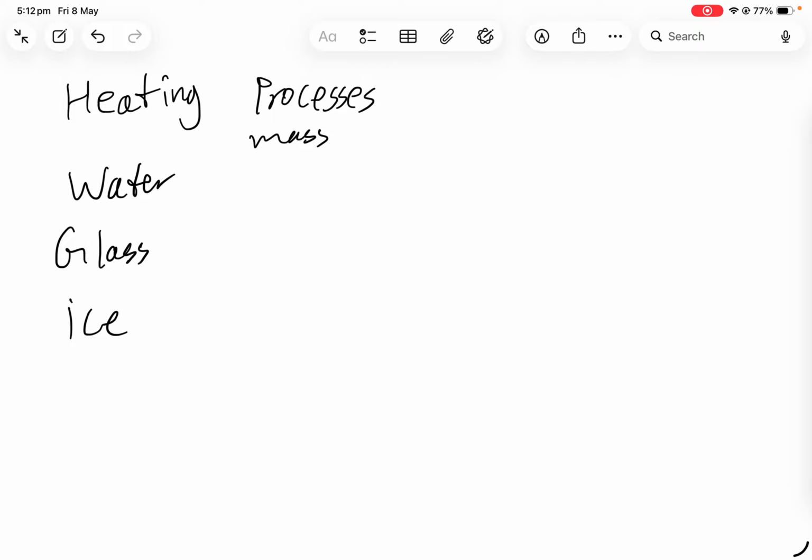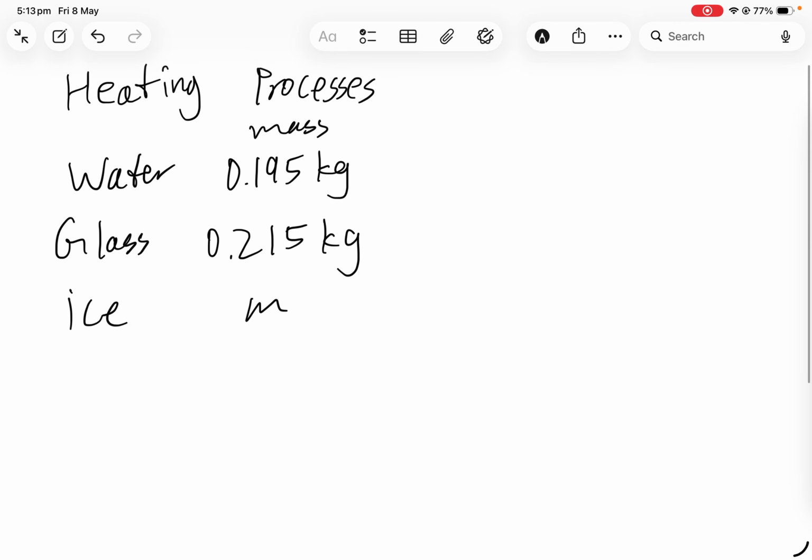So the mass of the water is 195 grams of such tap water, so 0.195 kilograms, and in the glass there is 0.215 kilograms of glass, and then the ice is just m, as we want to find it out.